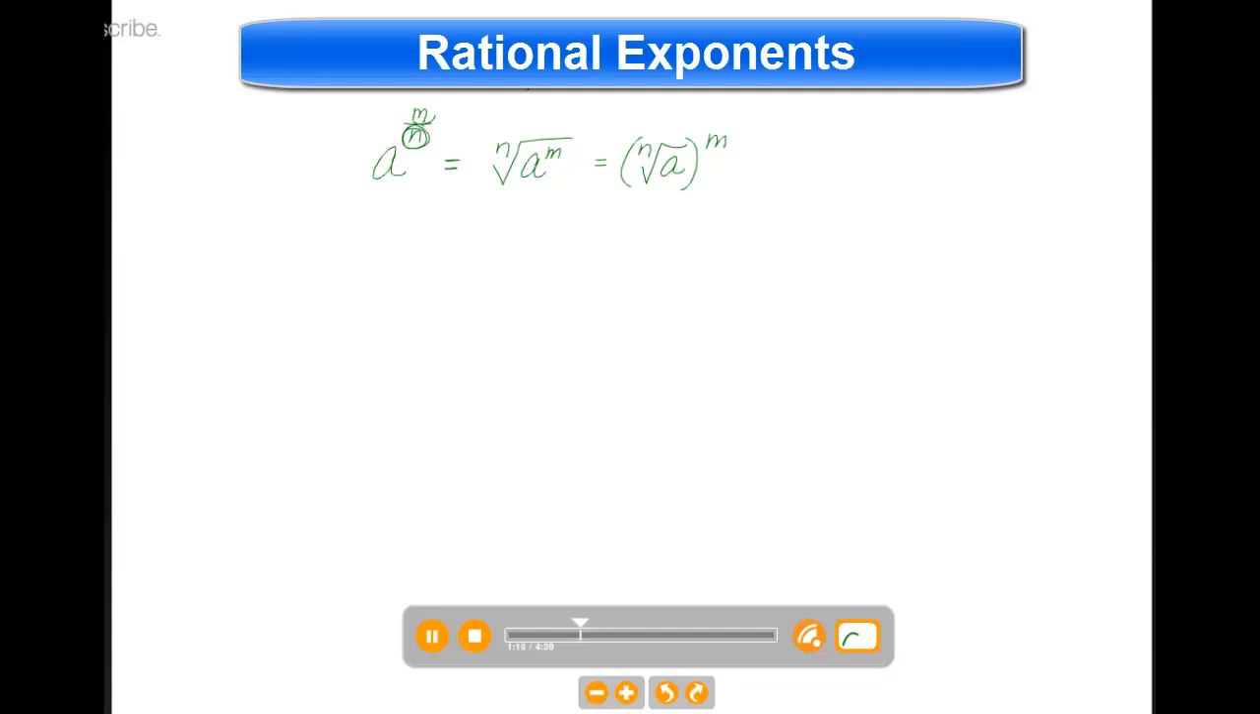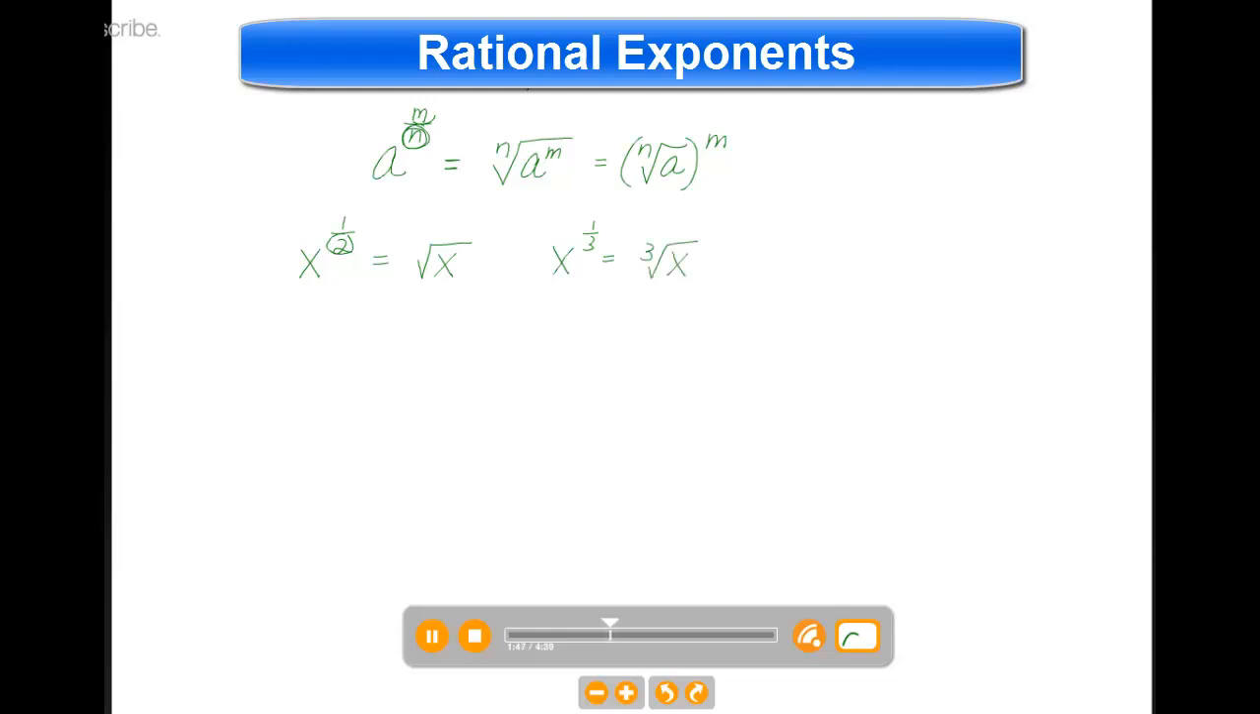So let's do an example. What if I had x to the 1/2 power? So according to our rule up here, the denominator, which in this case is 2, is telling us the index. So that would mean we're doing a square root, and we're doing x to the 1st power, which is just x. So x to the 1/2 is really just the square root of x. So x to the 1/3, that would be the cube root of x, and so on.